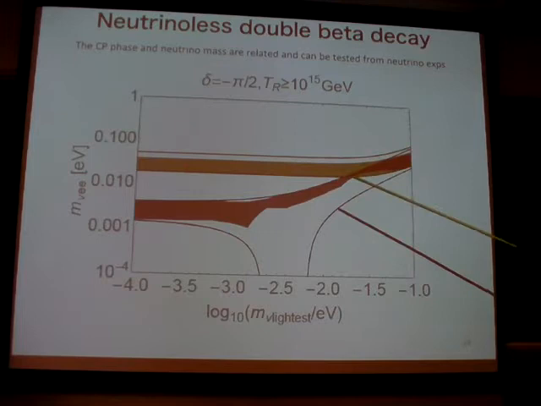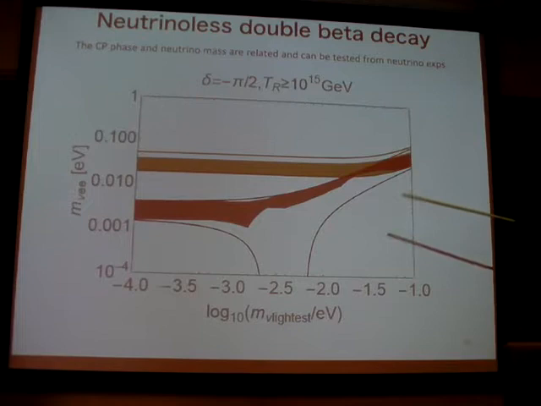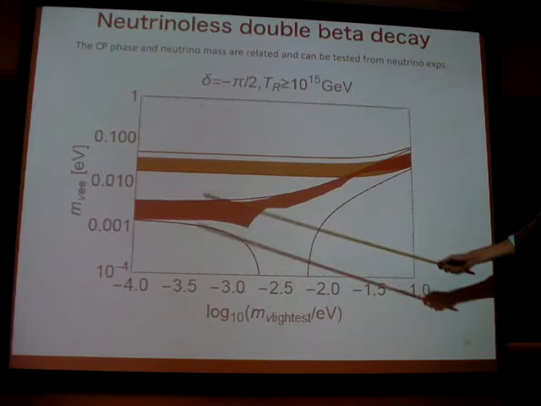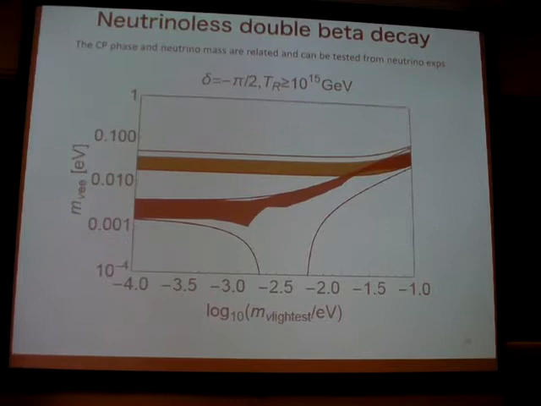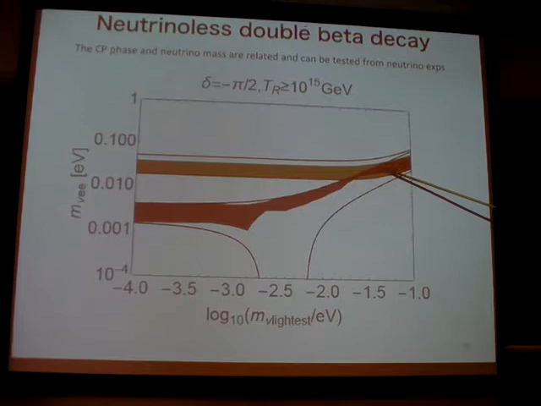This very high heating temperature scenario predicts m_ee above 0.001 eV. So if one can test the double beta decay corresponding to this mass range, then we can test this parameter region. So if you explain the baryon asymmetry, at least two bands produce the baryon asymmetry. Yes.